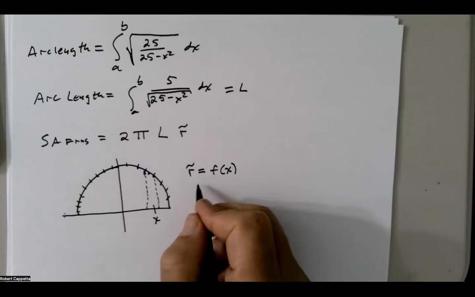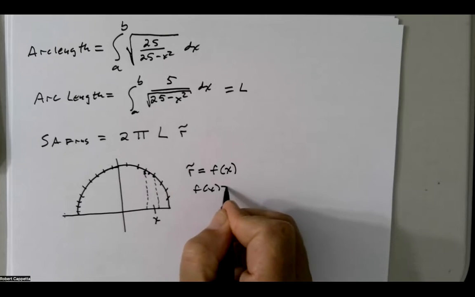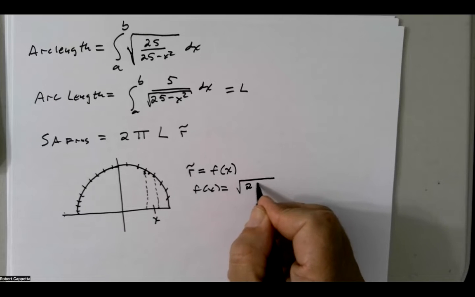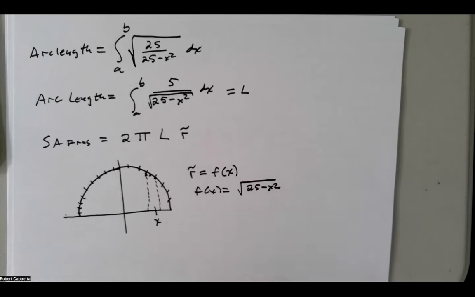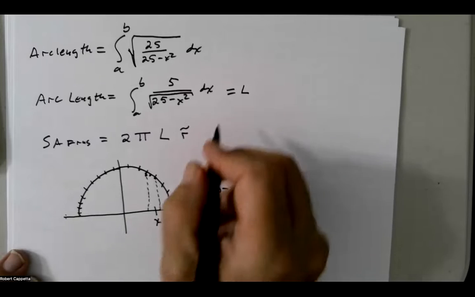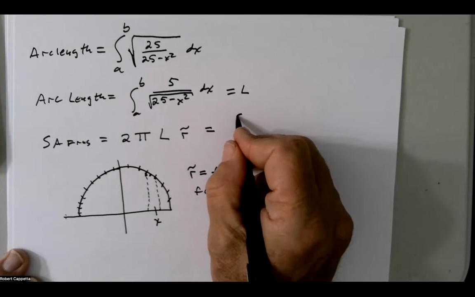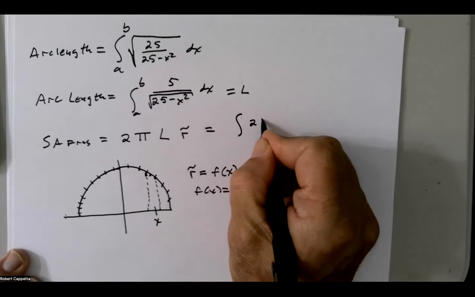What was my function for f of x? f of x was the square root of 25 minus x squared. So can I put this together? What will the surface area of my frustum be? It will be an integral with a 2 pi.